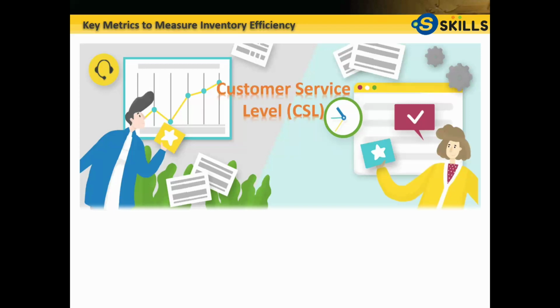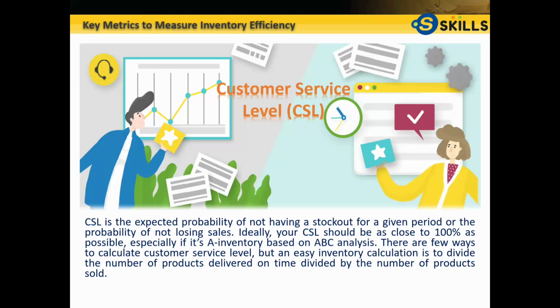Customer service level, CSL. CSL is the expected probability of not having a stockout for a given period, or the probability of not losing sales. Ideally, your CSL should be as close to 100% as possible, especially if it's inventory based on ABC analysis. There are a few ways to calculate customer service level, but an easy inventory calculation is to divide the number of products delivered on time by the number of products sold.